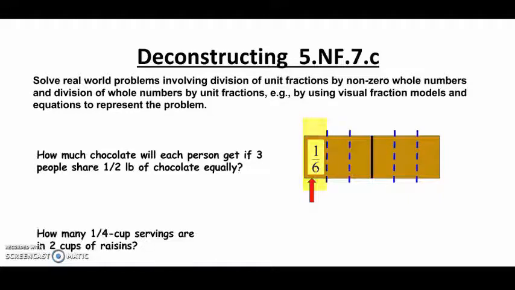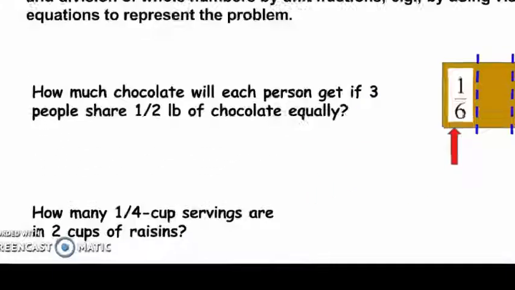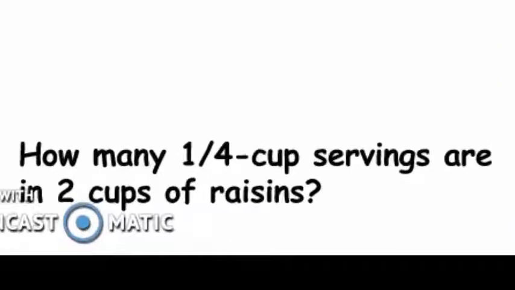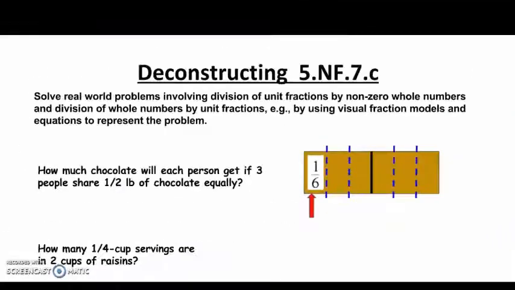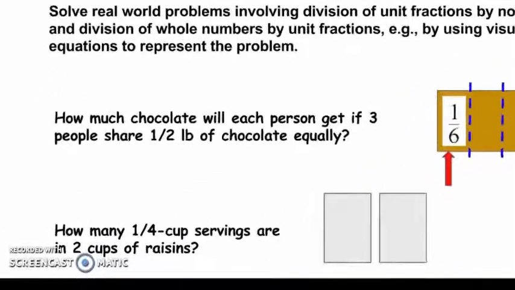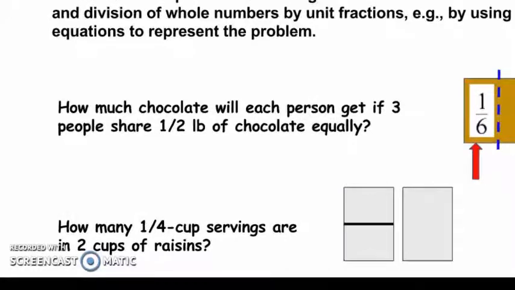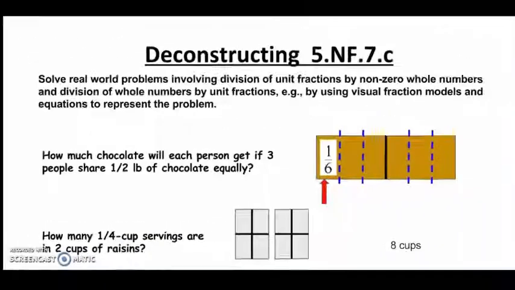The second example is how many 1/4 cup servings are there in 2 cups of raisins? In this model, we begin with 2 rectangles to represent the 2 cups, and then we divide each rectangle into fourths. We find our solution by counting the total number of 1/4 pieces we now have.